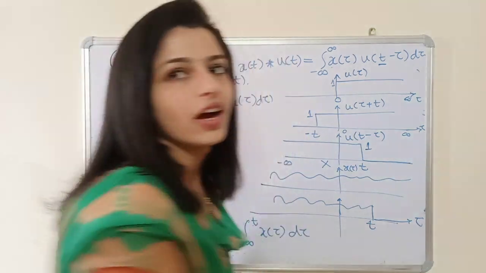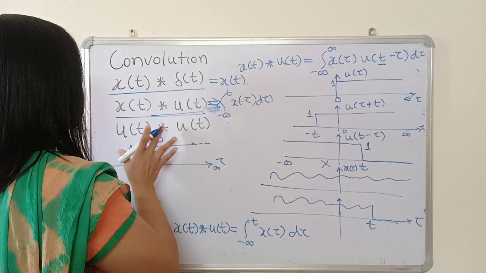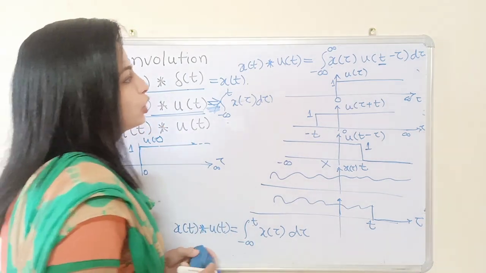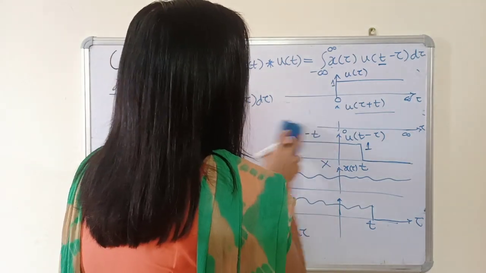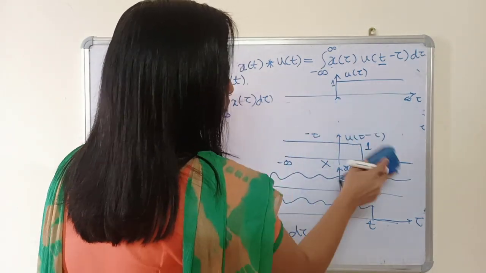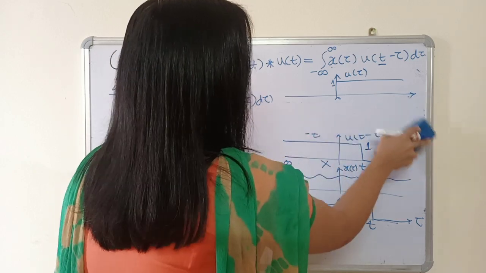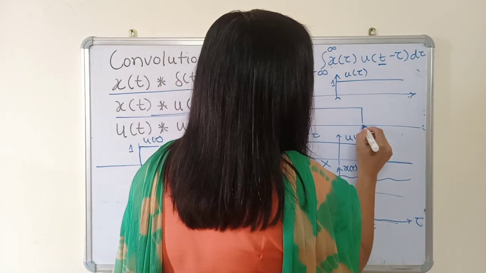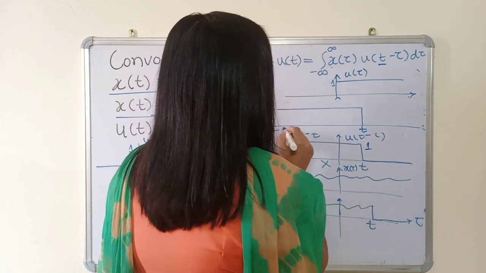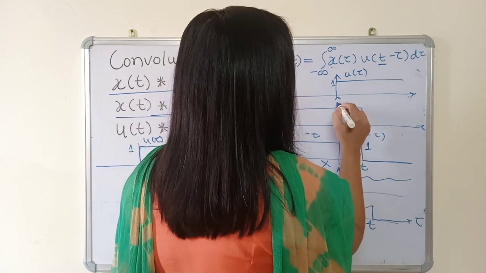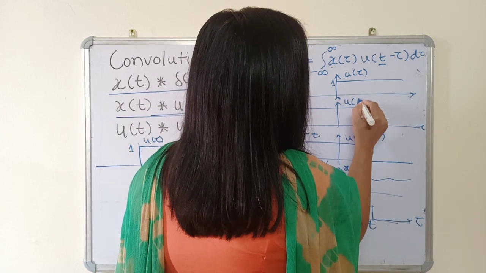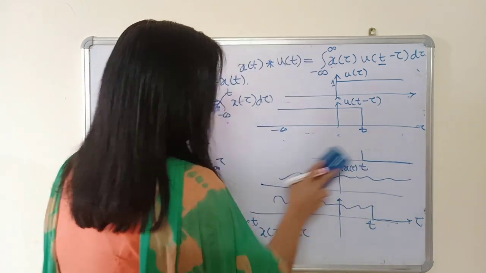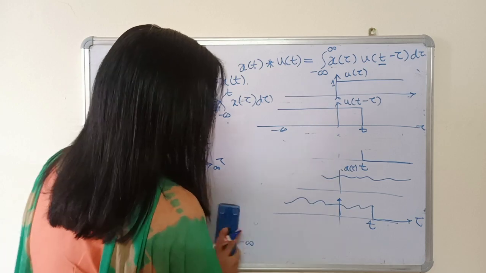Okay. Now the third one is also simple, u of t convolved with u of t itself. Okay. So u of t we have here. I'll put only the u of t minus tau signal here. So let us draw this u of t minus tau. So it is up to the point t, starting from minus infinity. This is u of t minus tau. Okay, we don't need this now.